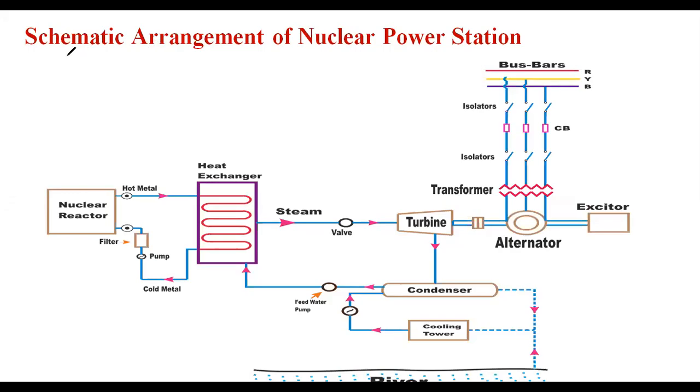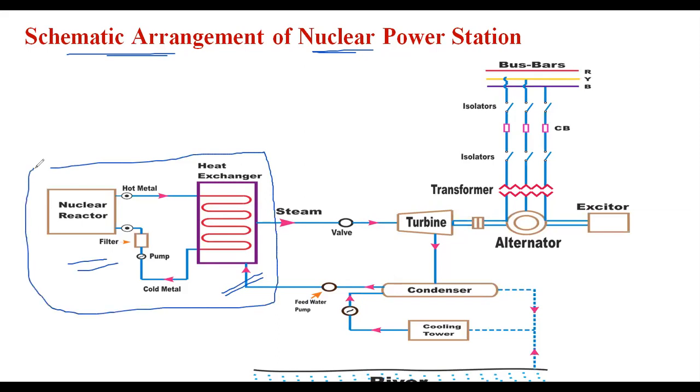Today I am going to discuss the schematic arrangement of the nuclear power plant, or the working of a nuclear power plant with a block diagram. Nuclear power generation is much similar to that of a thermal power plant or steam power plant. The difference is that the boiler of the steam power plant is replaced by a nuclear reactor and then a heat exchanger, and the remaining working principle is similar to the thermal power plant.